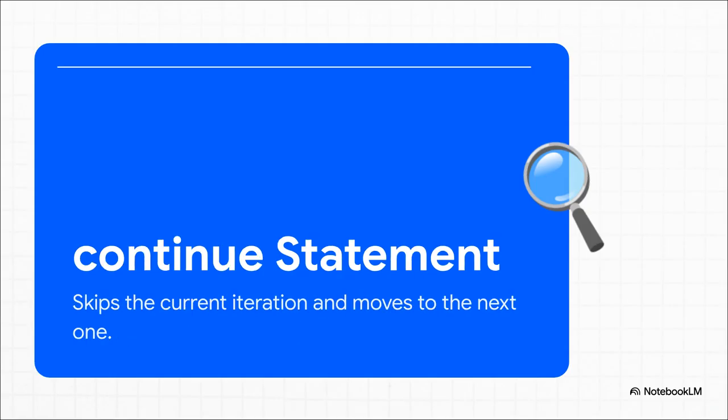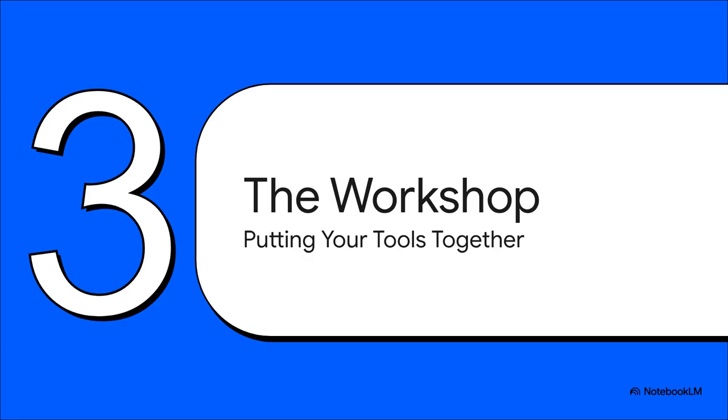And then there's the other side of the coin, continue. This isn't an emergency stop. It's more like a skip button. It doesn't kill the whole loop. It just says, you know what, I'm not interested in this current item. Let's just skip the rest of the steps for this one and jump straight to the next one. Super useful.